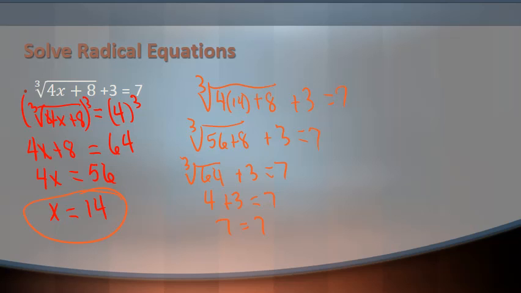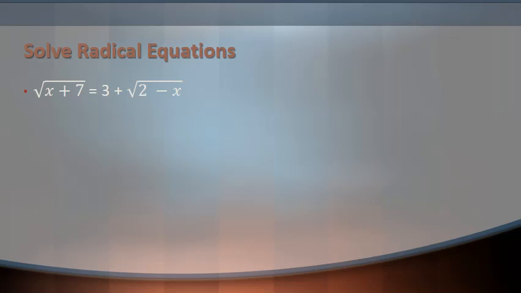All right, now we're going to look at one that's a little bit tougher. Hold on, have fun. Okay, so now we're solving a radical equation where we got the square root of x plus 7 equals 3 plus the square root of 2 minus x. Okay. This one looks to be fun. Well, we can start by squaring. We already got a radical isolated, so we can square both sides of the equation.